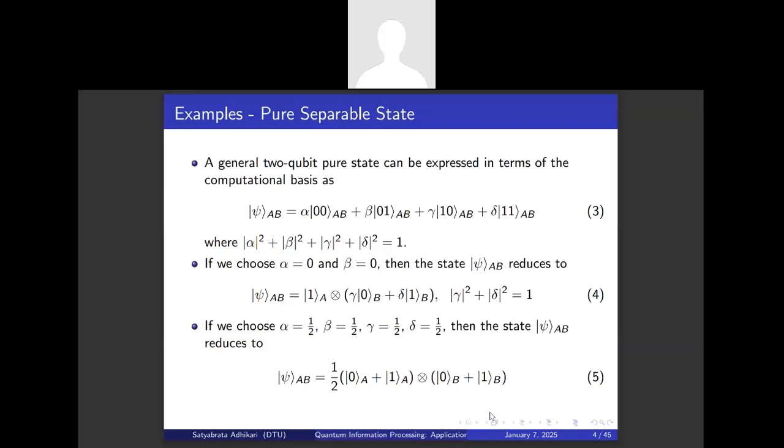Mod alpha squared represents the probability of collapsing onto the state 00. Mod beta squared gives the probability that, when you measure the state psi AB, it collapses onto the state 01. Mod gamma squared gives the probability that the state collapses onto the state 10. And similarly, mod delta squared gives the probability that the state collapses onto the state 11 when you perform some measurement on psi.